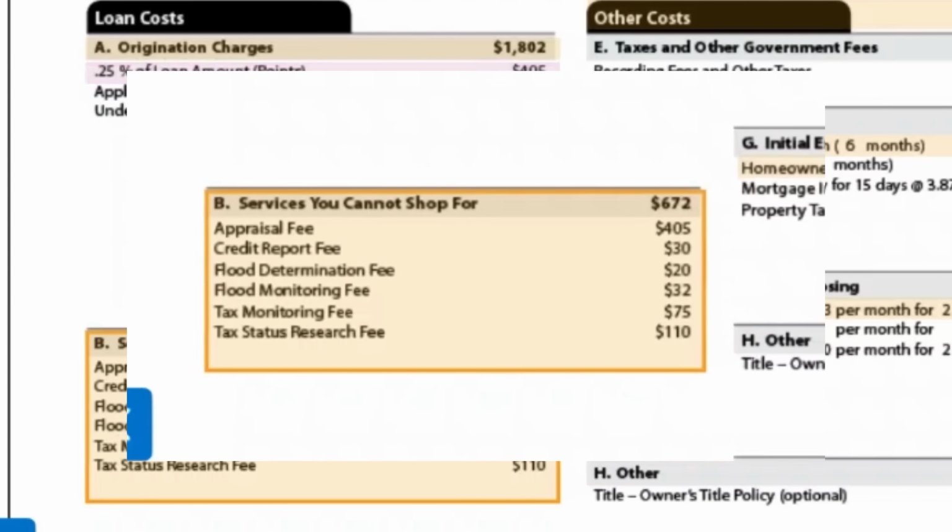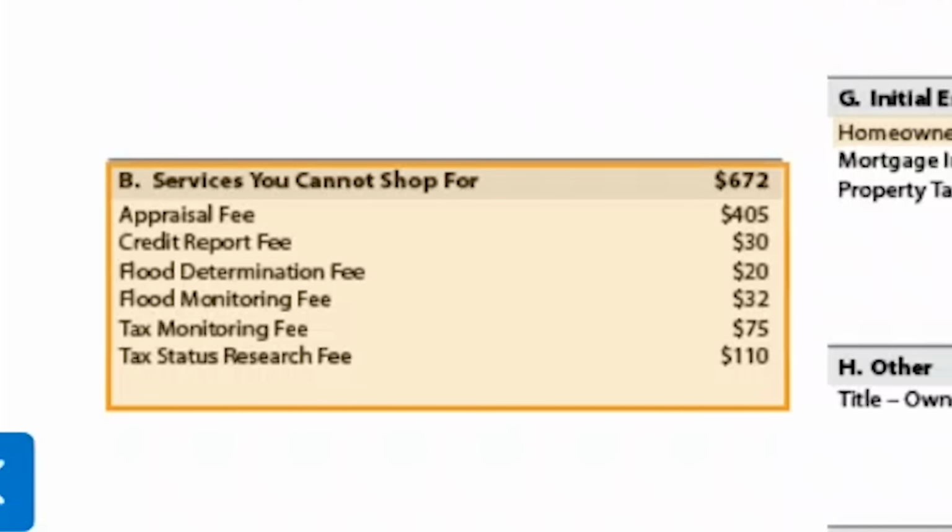Section B, these are services you cannot shop for. And the reason why is that the law states that the lender must order these services and have control from the order all the way through closing. As you can see, there's itemized items here, appraisal fee, credit report, flood certification. I've never seen a flood monitoring fee or a tax monitoring fee, but this is the example they gave us. And then tax status research fee.